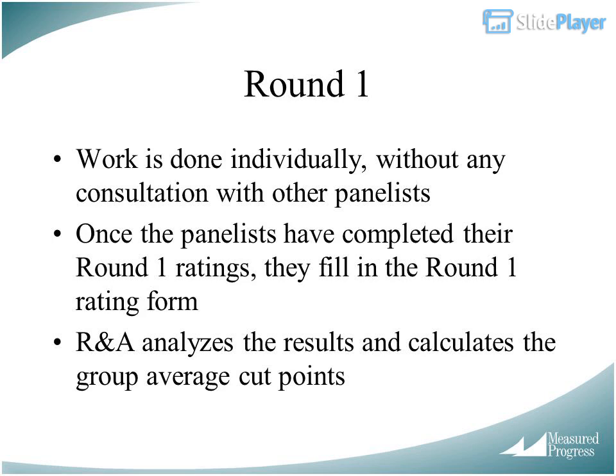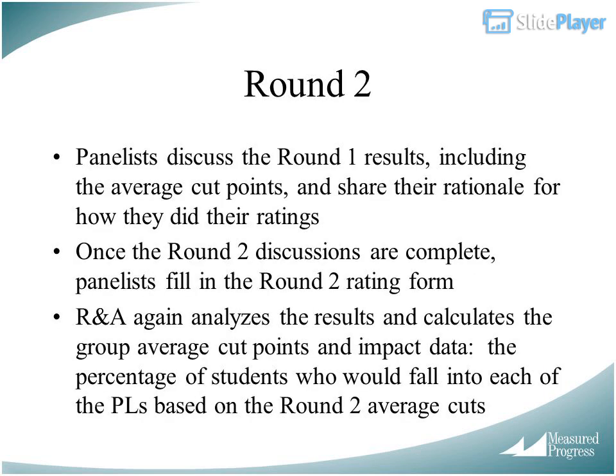R&A analyzes the results and calculates the group average cut points. Round 2. Panelists discuss the Round 1 results, including the average cut points, and share their rationale for how they did their ratings. Once the Round 2 discussions are complete, panelists fill in the Round 2 rating form. R&A again analyzes the results and calculates the group average cut points and impact data, the percentage of students who would fall into each of the PLs based on the Round 2 average cuts.